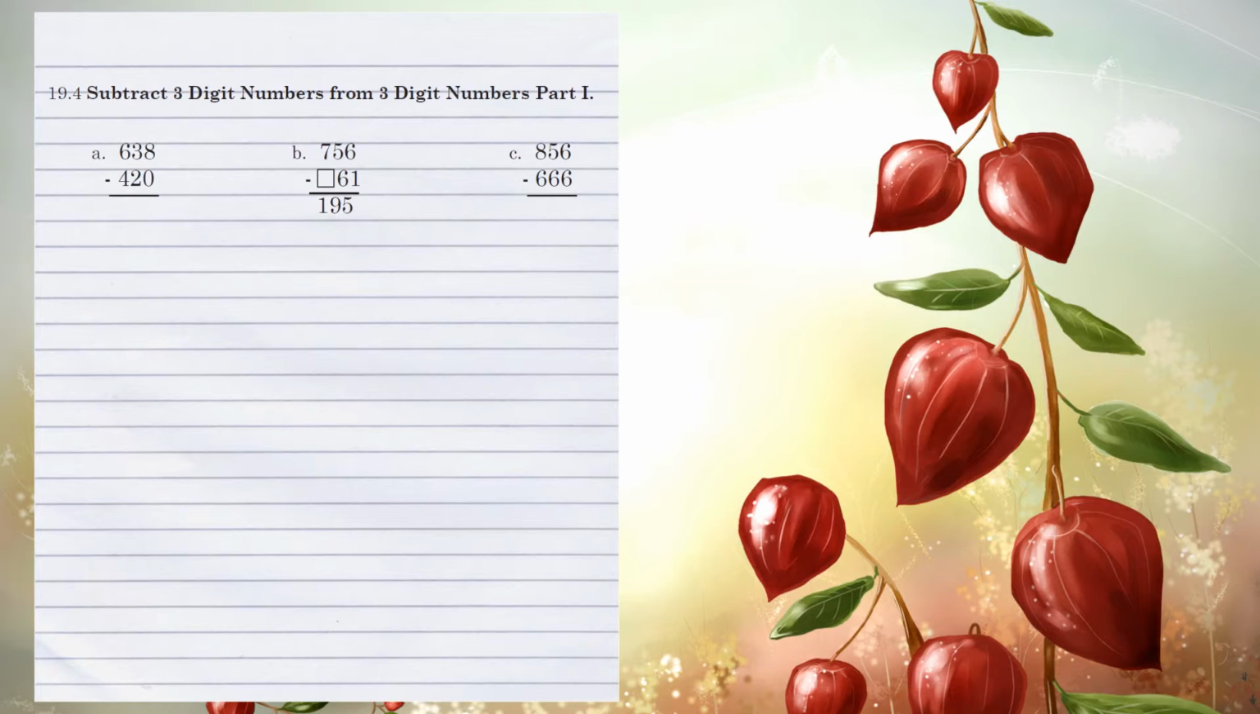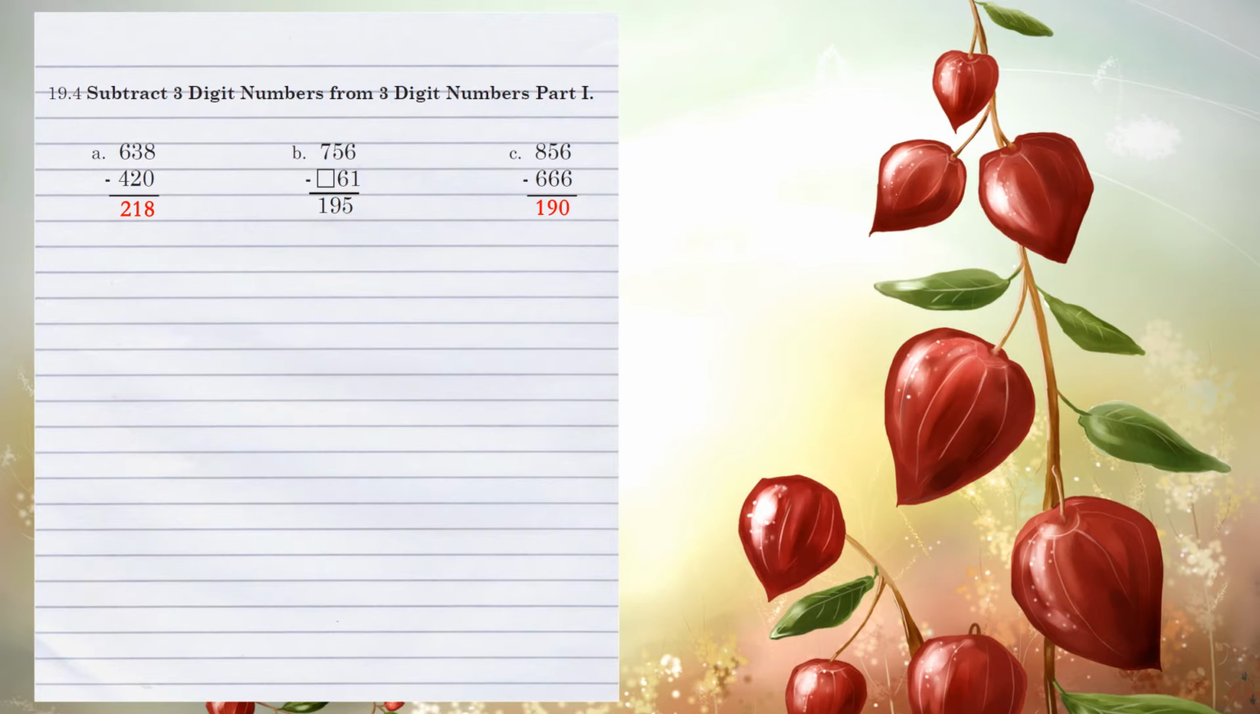Unit 19.4, subtract 3-digit numbers from 3-digit numbers, Part 1. Let's look at example B. Let's start on the far right and look at the ones position. 6 minus 1 is 5. 5 minus 6 does not give us 9.